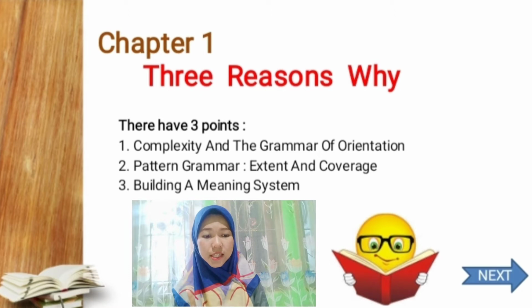First, complexity and the grammar of orientation. It talks about how elements in the message are related to one another in space and time, and whether or not a participant in a text is identifiable by the receiver.